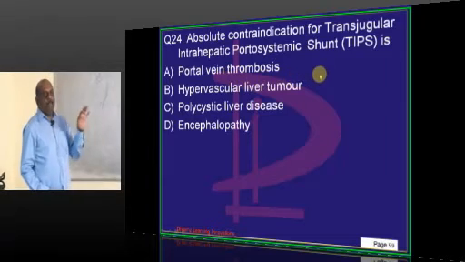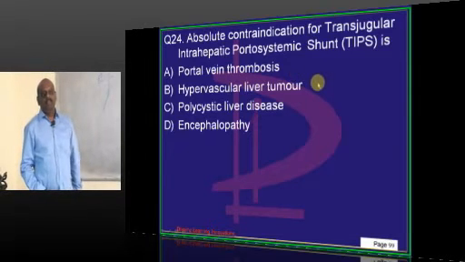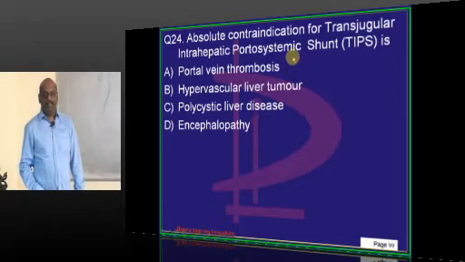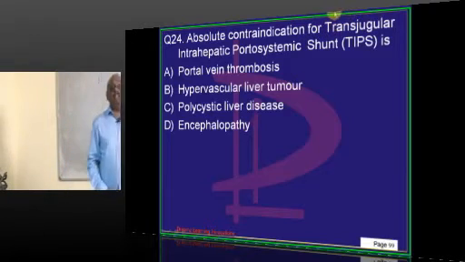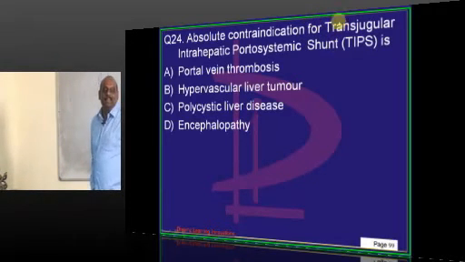Transjugular intrahepatic portosystemic shunt. Kahan karte, doctor? Cirrhosis of liver mein, portal hypertension severe hai to karte. Iska absolute contraindication kya hai? Actually, you can contest this question.